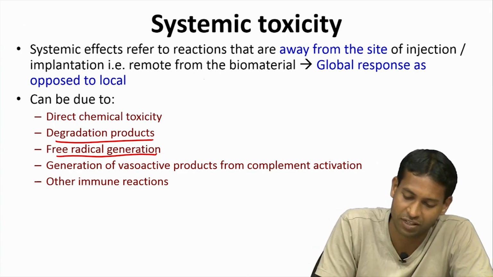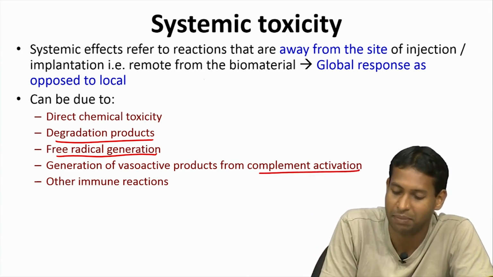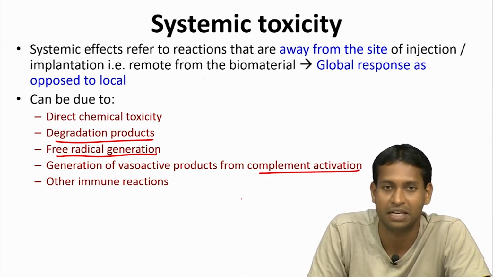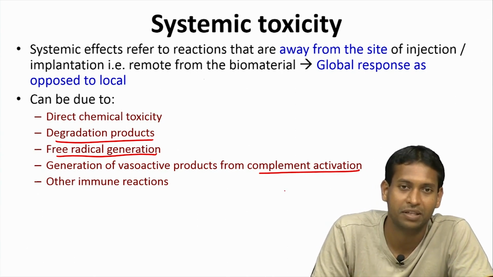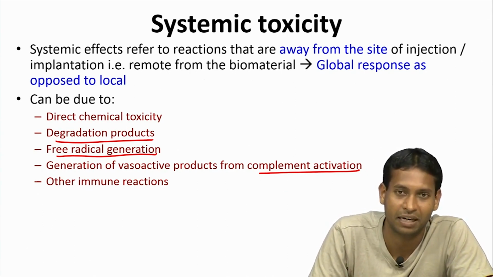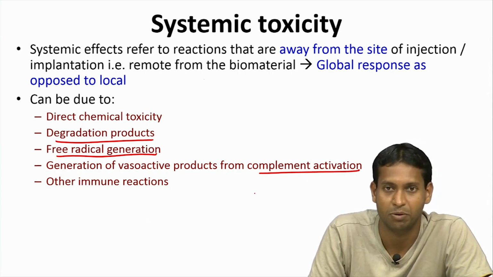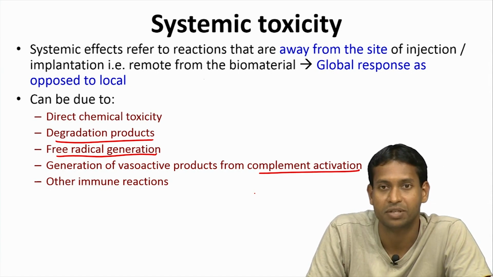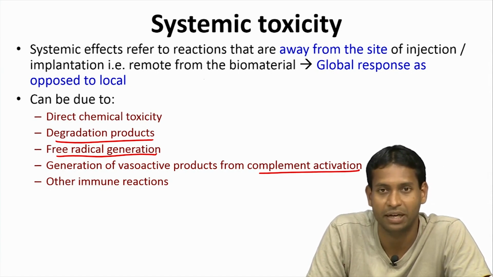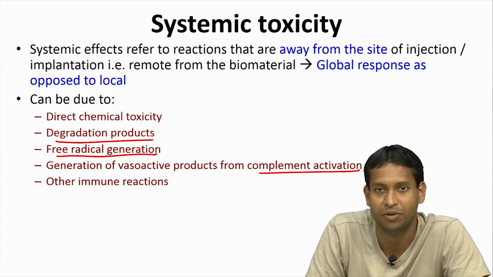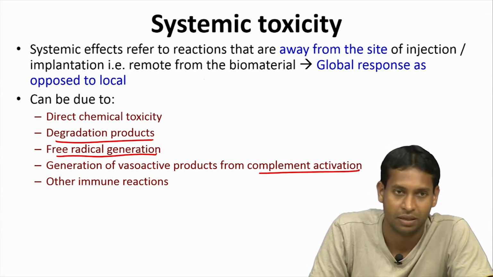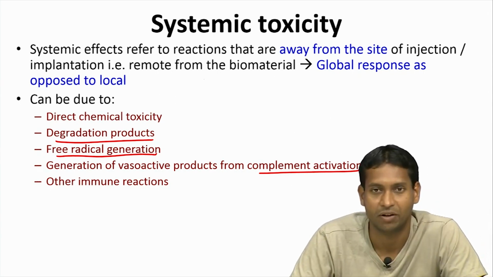You have generation of vasoactive compounds from complement activation. So, again, the complement binds to the surface, then it is going to start activating and releasing lots of molecules that can cause the immune system to build up, and then the immune system is going to travel everywhere in the body, and your body will become fairly immunogenic at that point, and then you have other immune reactions that can also happen.